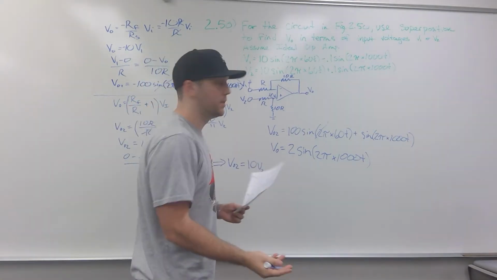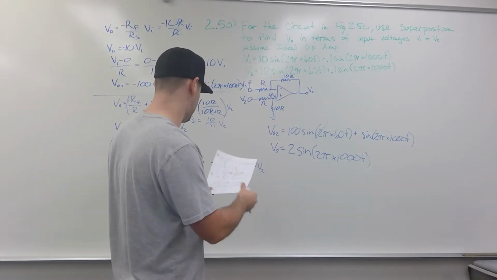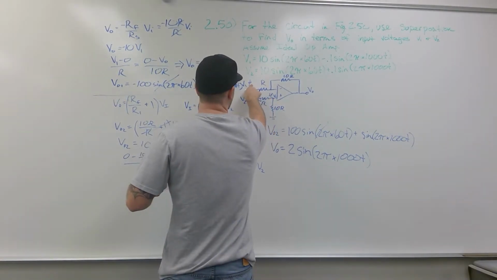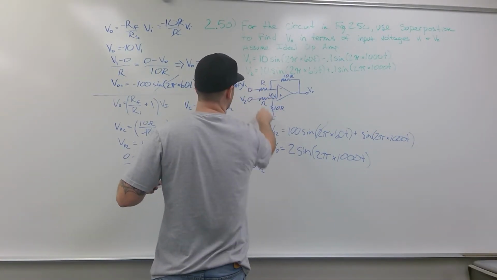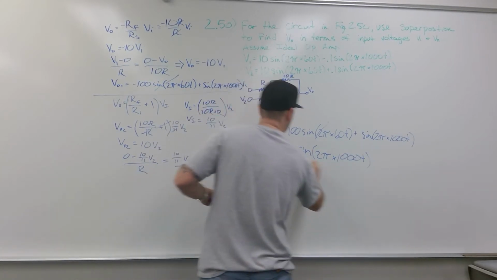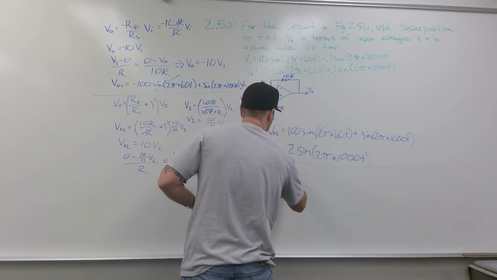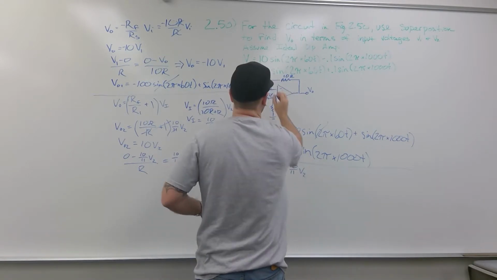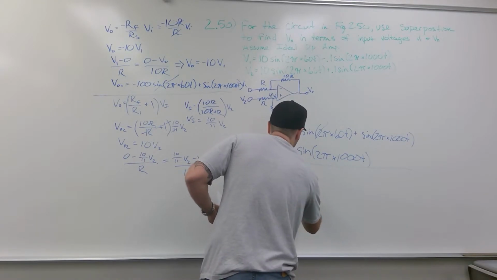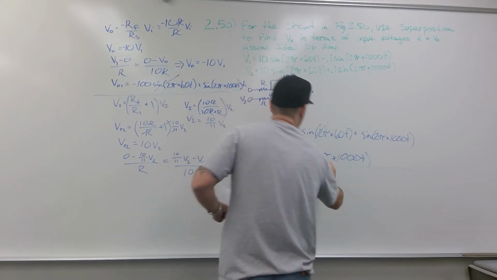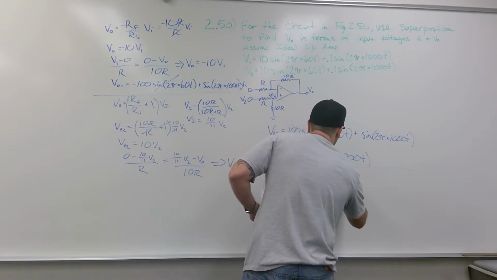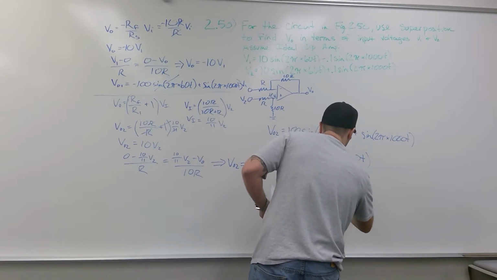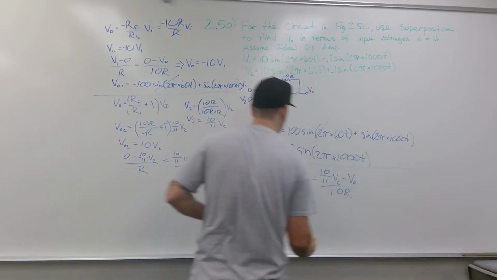And if you wanted to do it not using superposition, you could go back and check your work and make sure that it's the same. And so you know that we already solved for this as 10 over 11. So this is, just to check your work, V1 minus 10 over 11 V2 over R equals 10 over 11 V2 minus V out over 10R.